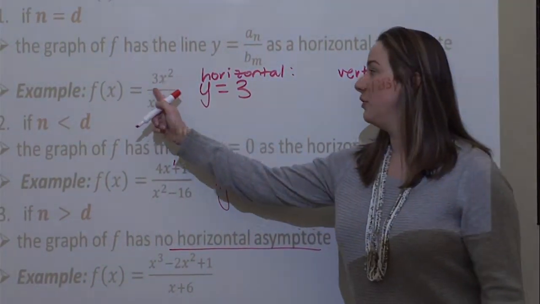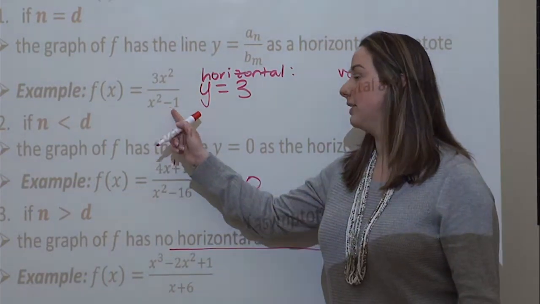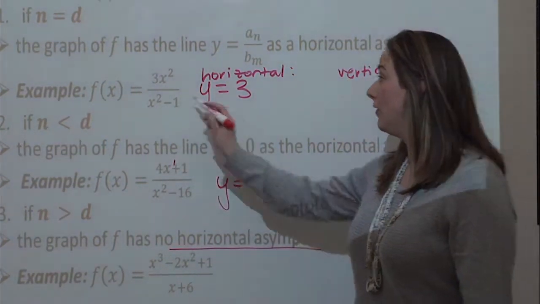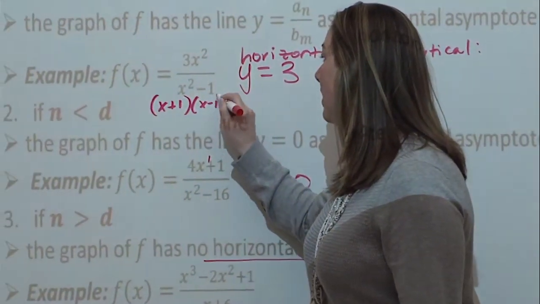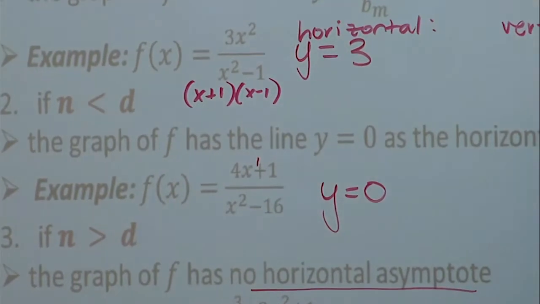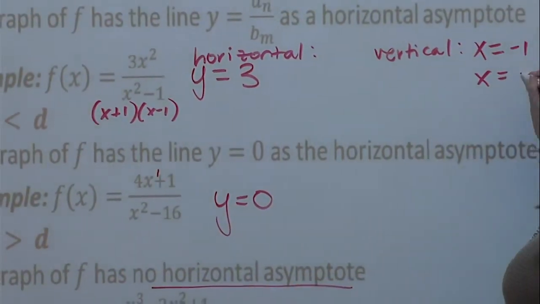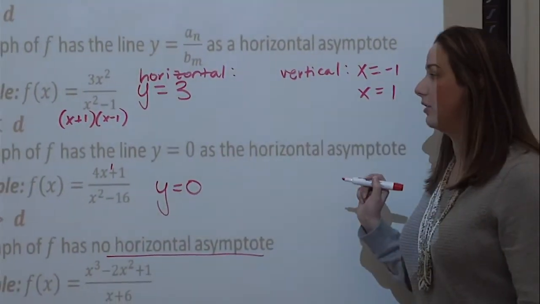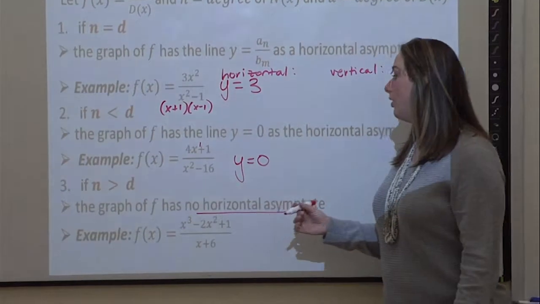again, I want to think about the denominator and where my domain is going to have a restriction. So if I think about how to factor this, this is going to be x plus 1 and x minus 1. So those, x equals -1 and x equals +1, are my vertical asymptotes. And again, I would set each of these equal to 0 and solve.